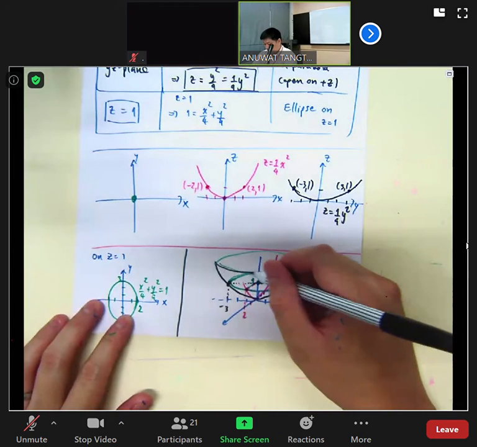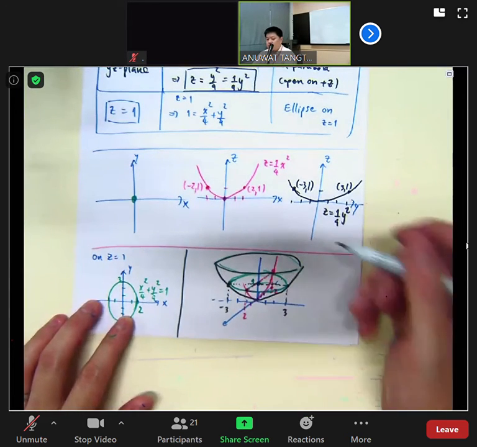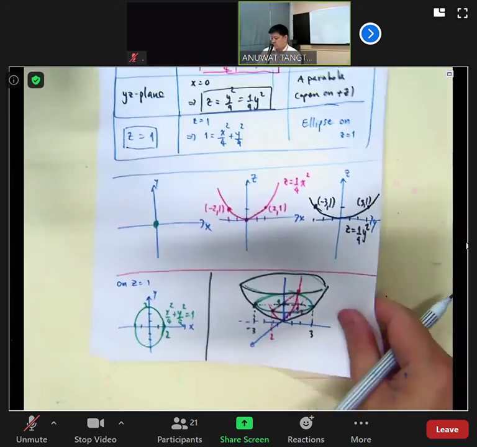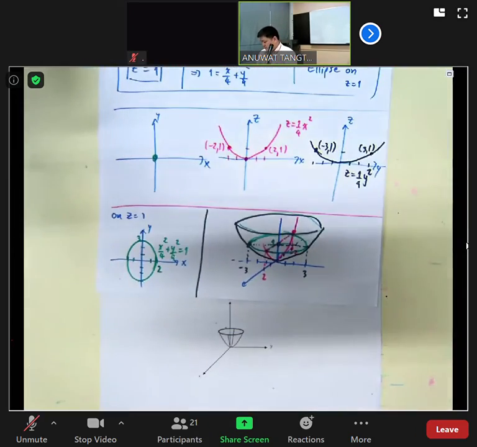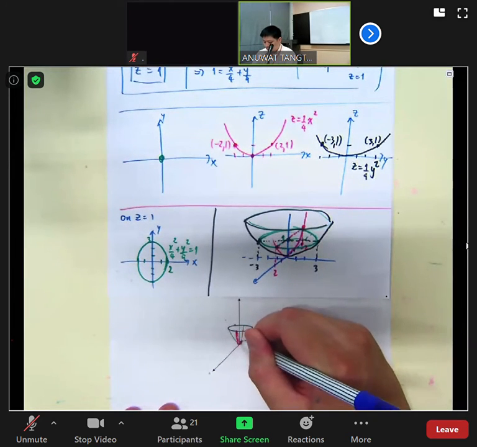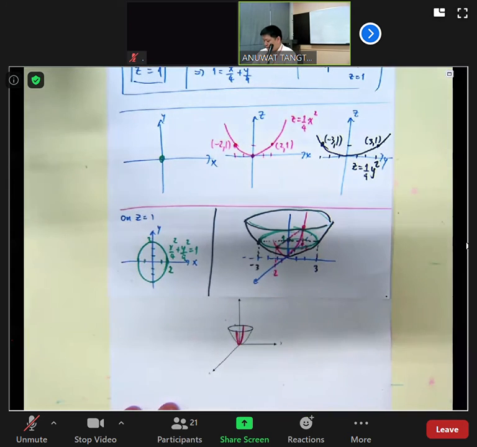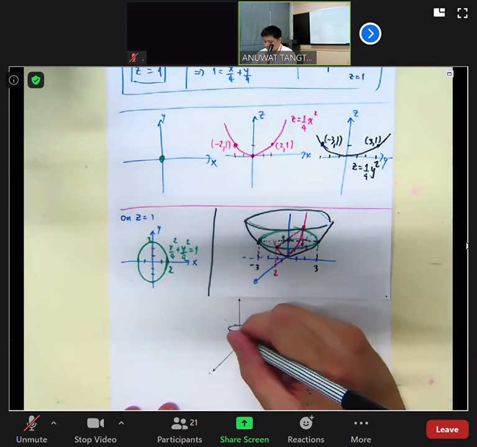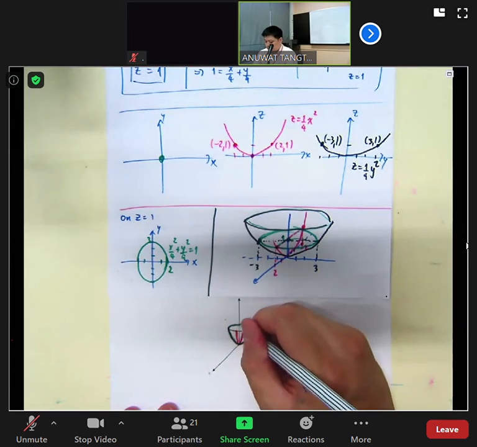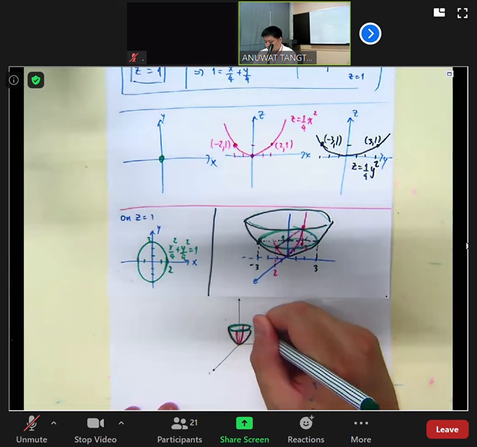And that is why the shape of this surface becomes like this. Okay? Or in other words, if we draw it on the xz plane, this is the one on the xz plane, and this is the one on the yz plane. And the ellipse on the plane z equal to 1 would be right there.